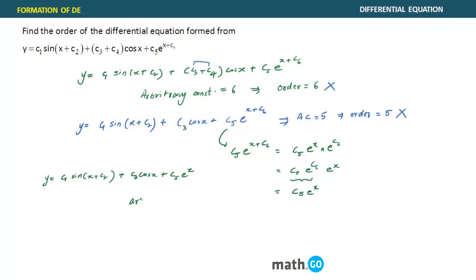So how many arbitrary constants? The arbitrary constants are nothing but 4 in this case, right? So since 4 is there, the order is also 4. So neither 6 nor 5, the answer is 4. I hope you get the point of what I am trying to put out here.